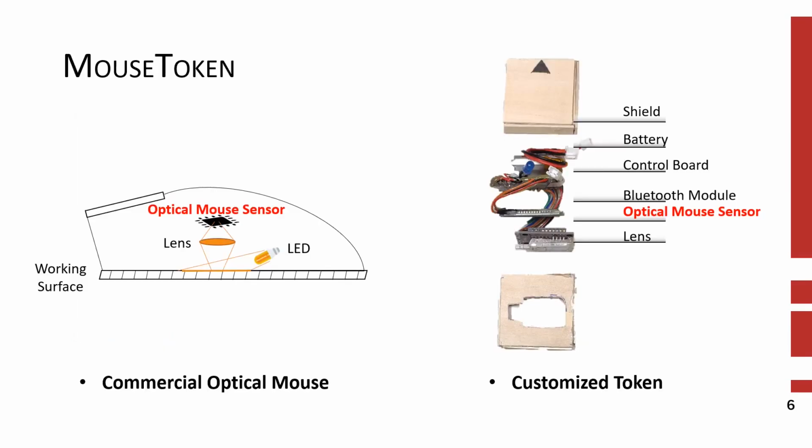Next, we explain how it works. The key component of the mouse token is the optical mouse sensor. The sensor is a high-rate and low-resolution camera. It continuously captures images of the working surface and senses movement by comparing the difference of consecutive images. Our customized token mimics the commercial mouse and packs the sensor into a smaller case.